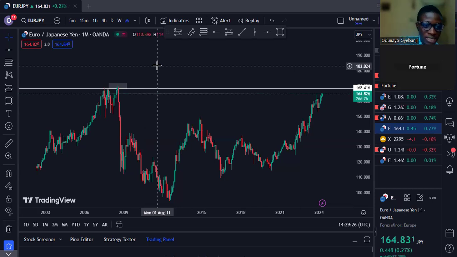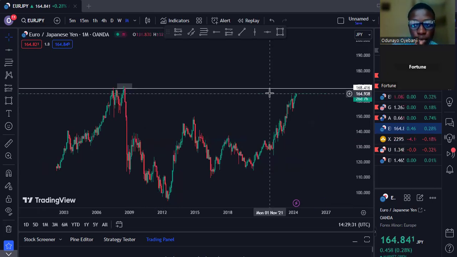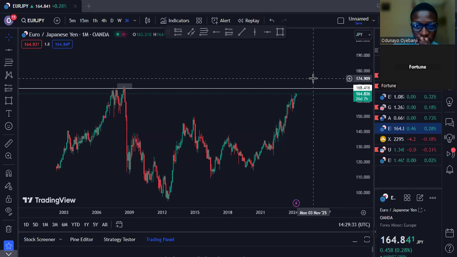Can we see any other high aside from this one? No, this is the highest high. Are you with me? Now the market is actually approaching this highest high. Are you with me? It's actually approaching it.